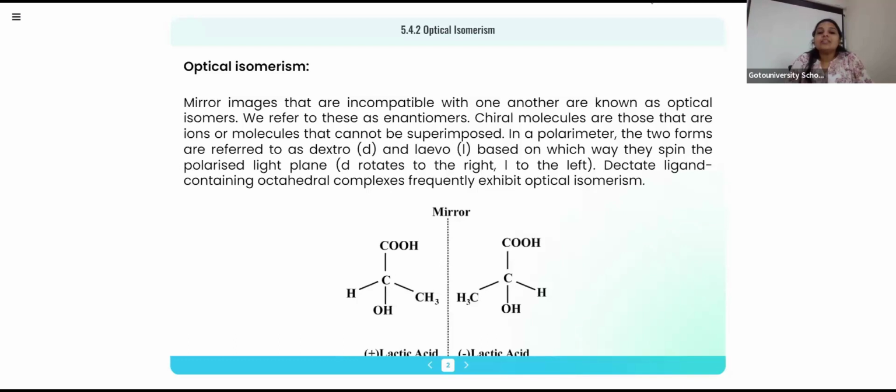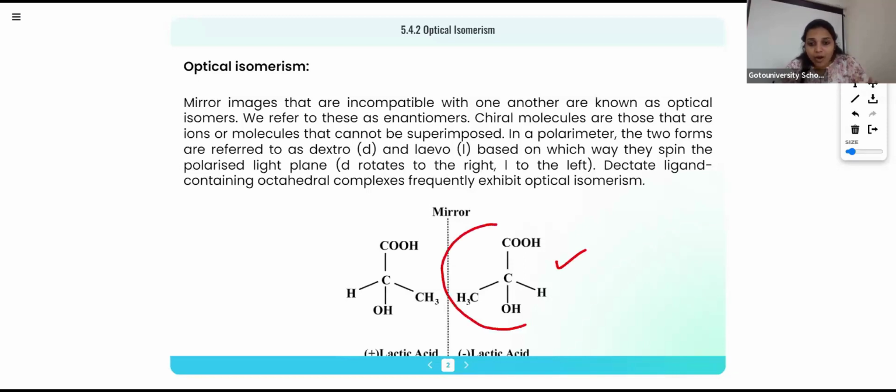Optical isomers are non-superimposable mirror images. If you take this compound, the lactic acid molecule, and take the mirror image of the compound, meaning we are placing a mirror next to it, this is the mirror image of the compound. If you take this compound and place it over the first one, this is the thing and this is the mirror, and I get this image.